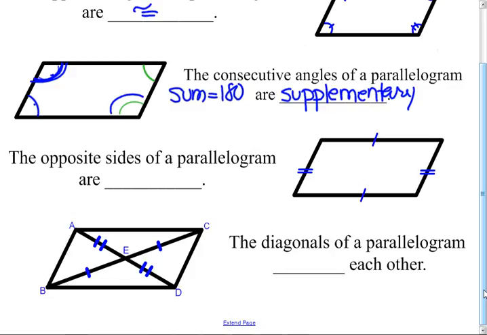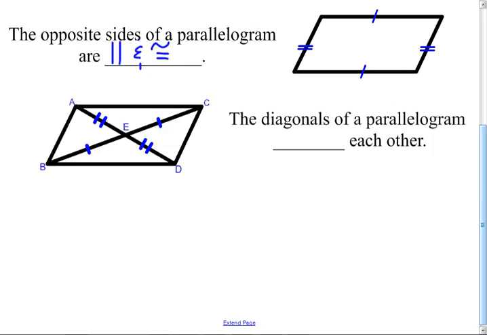How about opposite sides of a parallelogram? You know this. They're what? They are parallel. And they're congruent. Well, actually, let's write that. They're parallel and congruent. I like that because both are true. By definition, they're parallel. And what's true about the diagonals? They bisect each other. They are not congruent. They need not be. They might be congruent.